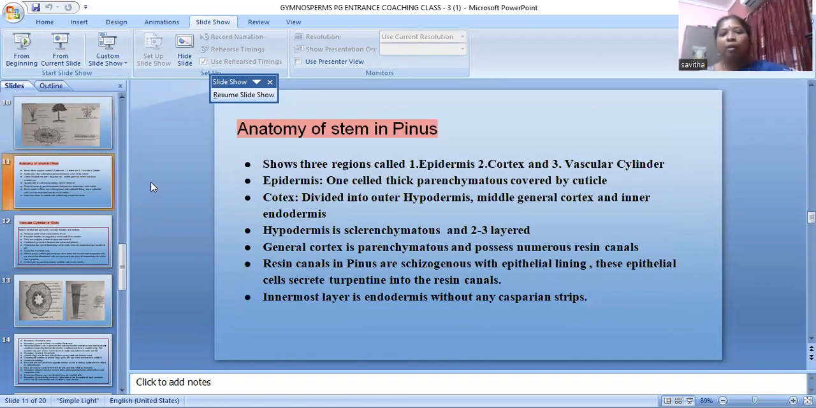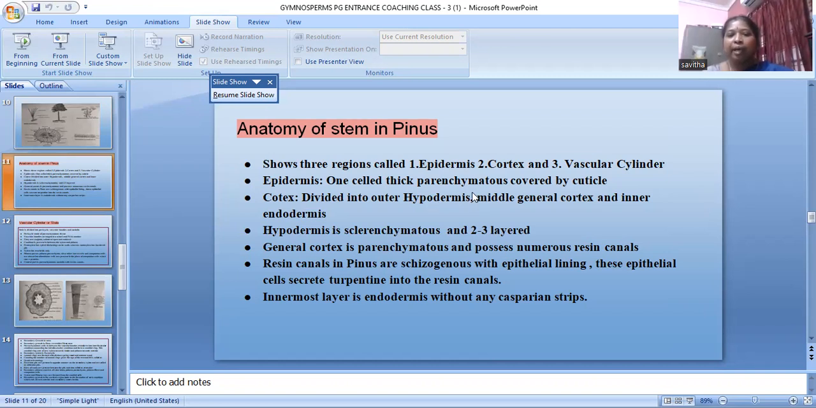When you come to the anatomy of stem of pinus, it shows three regions as you have seen in the root. There are epidermis, cortex, and vascular cylinder. Epidermis, it is one cell thick parenchymatous layer covered with the cuticle. Hypodermis, middle general cortex, inner endodermis.